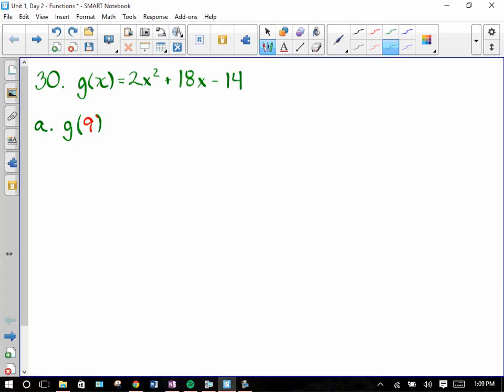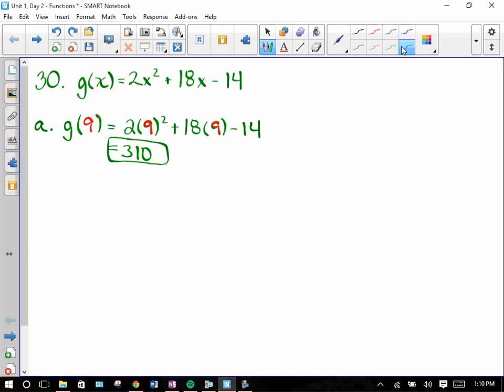So what that's saying is, instead of having g of x, where you have x's, you're going to have 9s. So g of 9 is 2 times 9 squared plus 18 times 9 minus 14. You type that into your calculator, and you're going to get 310. All right? That's good. So that way we know we are plugging that 9 in.